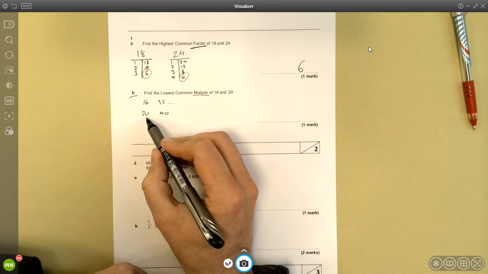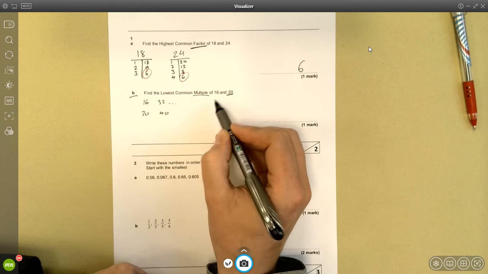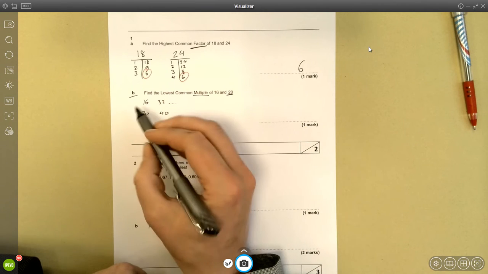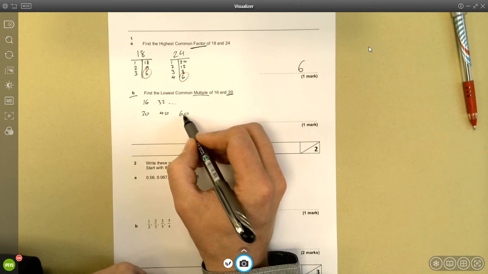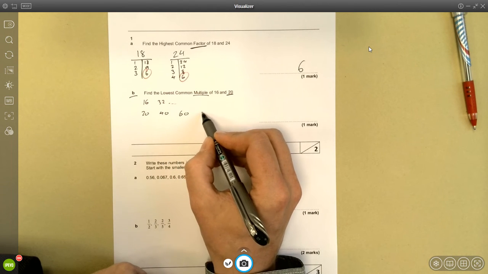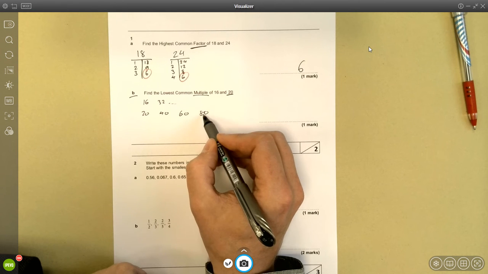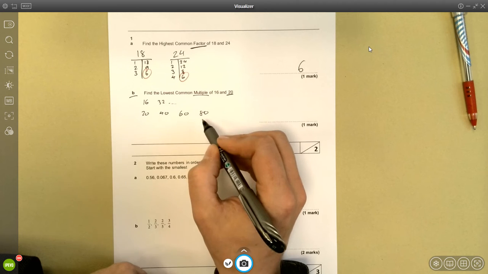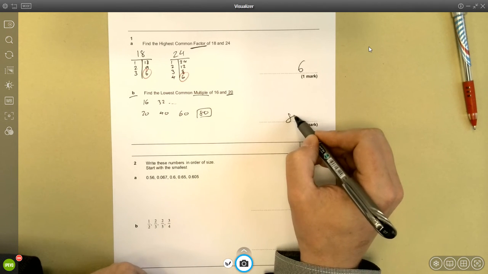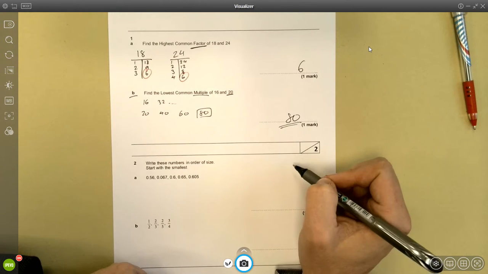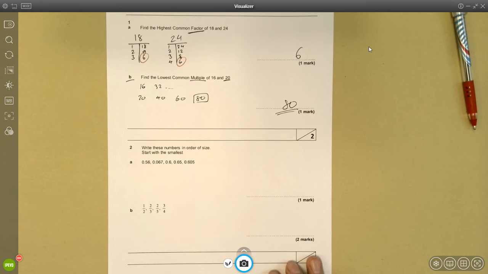So we can see that actually it's better to use the biggest one and then see if the smaller one fits in, basically. So if we use 20, 40, 60, doesn't look like 16 is going to go into that. The next one's 80. Oh, hang on, right, we've got 8 times table. So actually 80 is going to be the first one where that appears. So 80 is the lowest common multiple here. So we've got that.